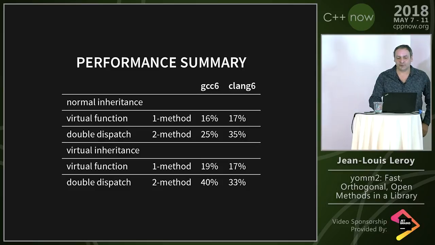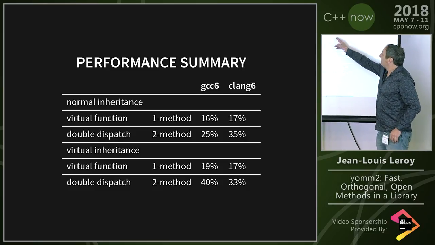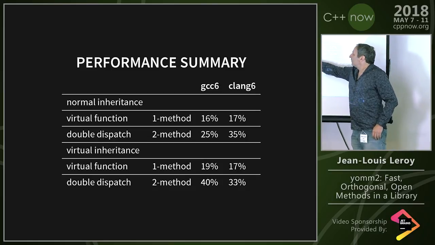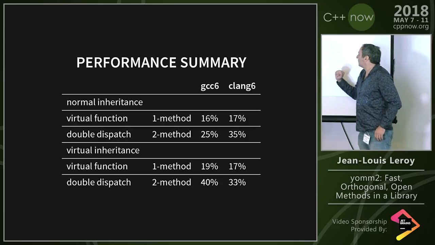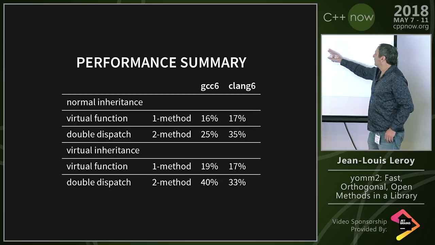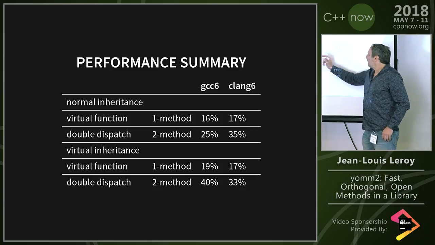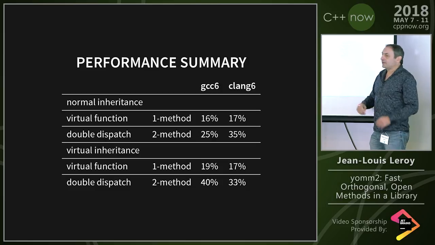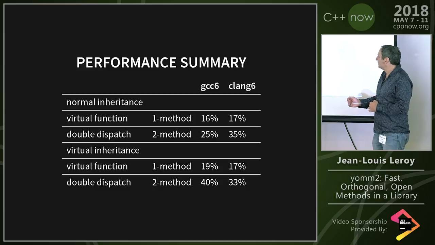Here's the performance summary. I benchmark with GCC 6 and Clang 6. The performance of a unimethod against a virtual function call, it's 16-17%. You know, it fluctuates. I also benchmark the double dispatch against a multi-method with two virtual arguments.